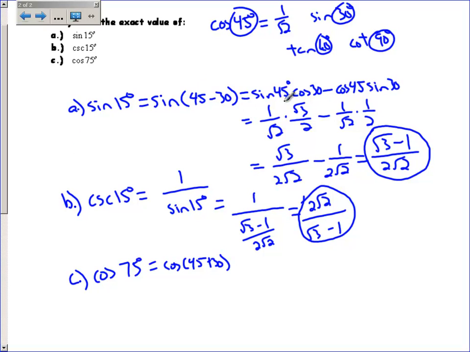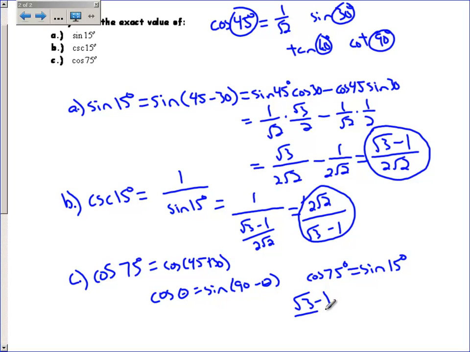But since I've already done the work in A, I'm going to see, can I write cosine of 75 in terms of sine? Are sine and cosine related at all from that formula chart? Let's see. They are co-functions of each other. The cosine of theta equals the sine of 90 minus theta. Remember that from what we used yesterday? So this means that the cosine of 75 degrees as a cofunction is equal to the sine of what? It's equal to the sine of 15 degrees, and I've already done that. So that means cosine of 75 will have to be square root of 3 minus 1 over 2 radical 2.